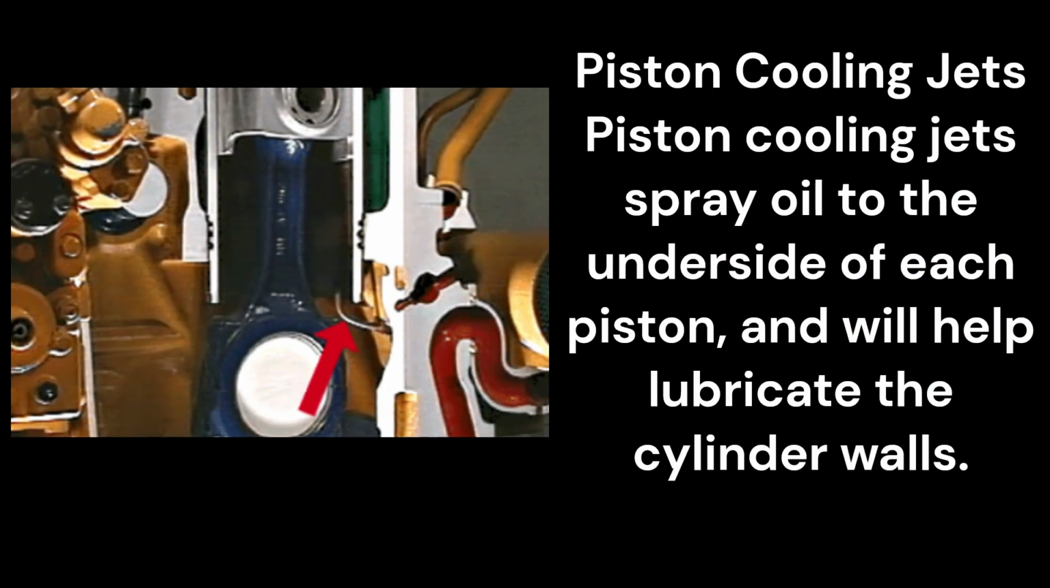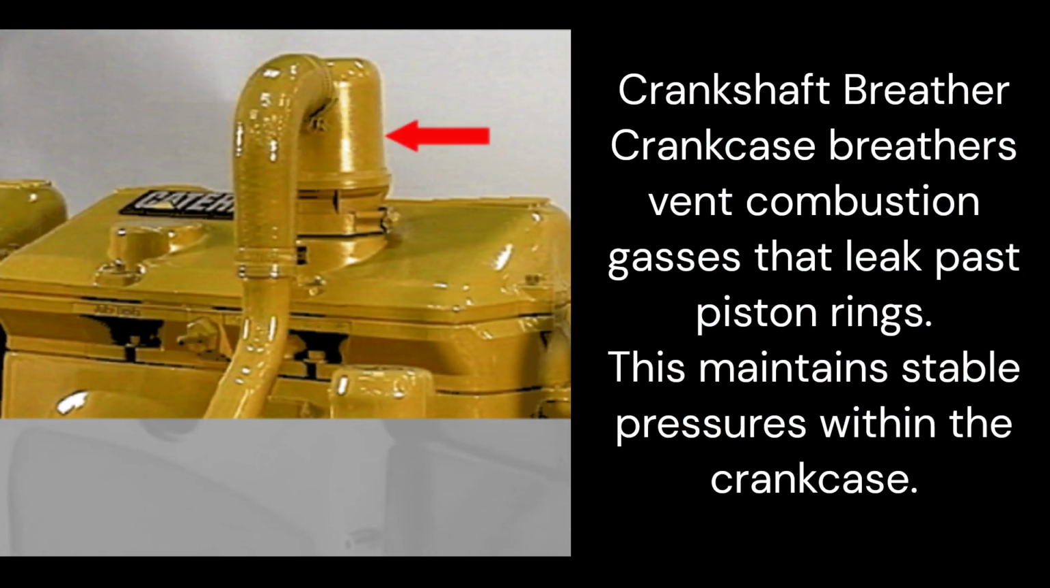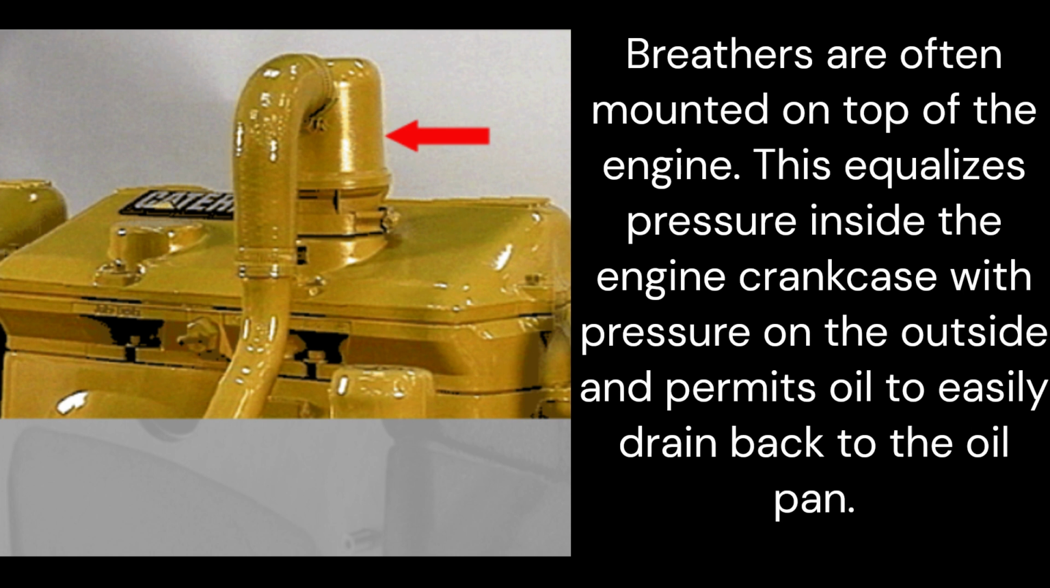Piston cooling jets. Piston cooling jets spray oil to the underside of each piston and will help lubricate the cylinder walls. Crankcase breather. Crankcase breathers vent combustion gases that leak past piston rings. This maintains stable pressures within the crankcase. Breathers are often mounted on top of the engine. This equalizes pressure inside the engine crankcase with pressure on the outside and permits oil to easily drain back to the oil pan.